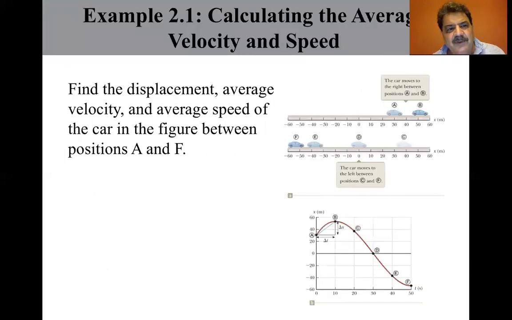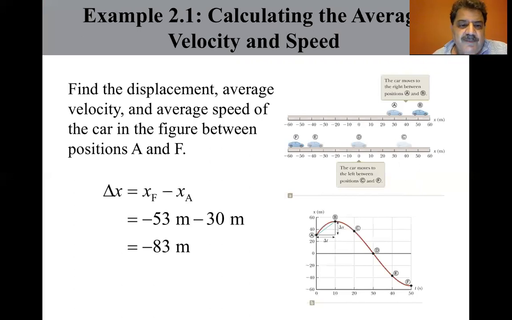Okay, here's an example. Find the displacement, average velocity and average speed of the car in the figure between positions A and F. That's from the beginning, the left hand of the graph, to the right hand of the graph. Look at the figure to form a mental image of the car and its motion. We model the car as a particle. From the position versus time graph, notice that x sub A equals 30 meters at t sub A equals 0 seconds, and that x final is minus 53 meters at t final equals 50 seconds.